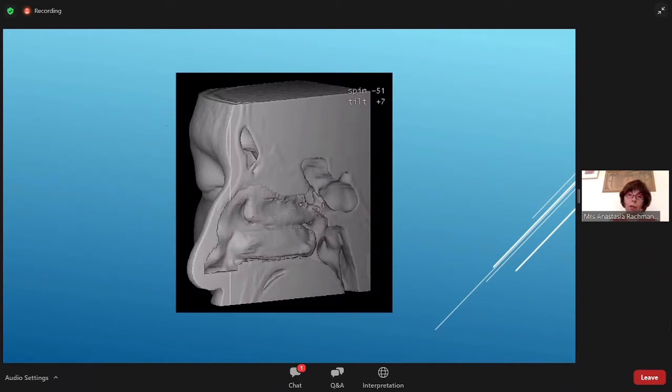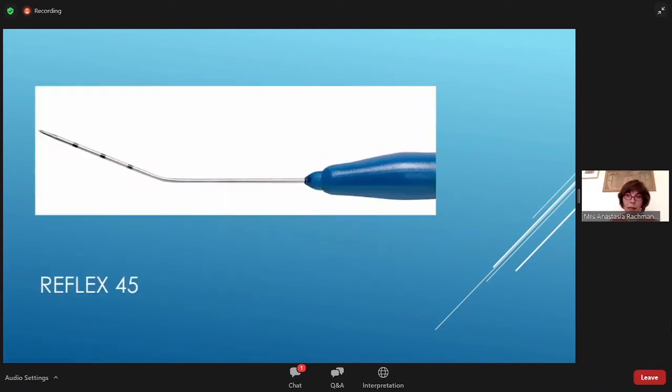So we shouldn't also forget that the nose has a depth, and the inferior turbinate has a length of at least 7 centimeters in an adult. So it extends in all this length. And having an instrument that can reach this level without issues is very important. I will talk to you today about the Reflex 45, which is, I would say, the turbinate wand.